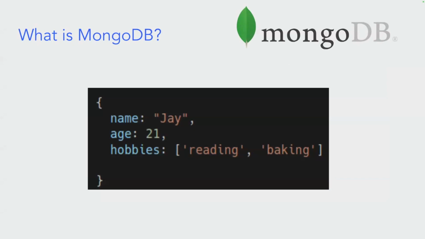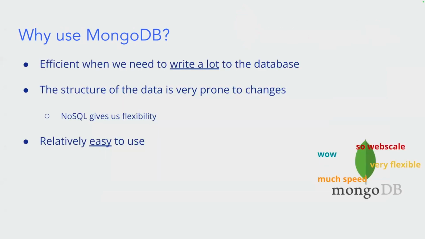We can imagine that we have some object like this with a name, age, and hobbies field. The name is a string, the age is a number, and hobbies is an array of strings. And we can just store this directly in our database. So why would we use MongoDB? Well, it's nice when we have to write a lot to the database. The structure of the data, if it's going to change often, well, then MongoDB is a good fit because we can very flexibly change what our data looks like. And it's pretty easy to use.